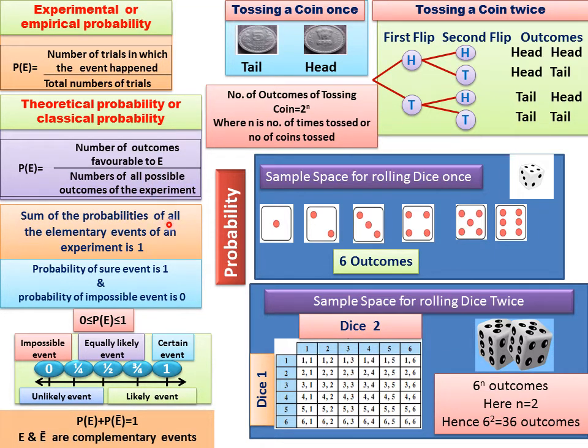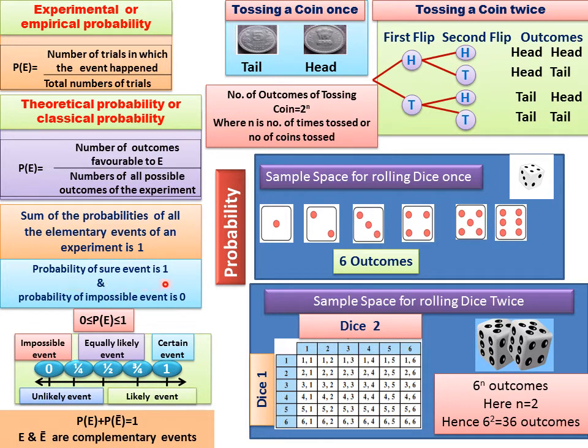We can observe here that the sum of the probabilities of all the elementary events of an experiment is 1. For example, after tossing a coin, if I am interested in tail, the probability of getting the tail will be 1 by 2. Similarly, if I am interested in getting a head, the probability will again be 1 by 2. 1 by 2 plus 1 by 2 will be 1. So that's what it means: the sum of all the probabilities of elementary events is 1.